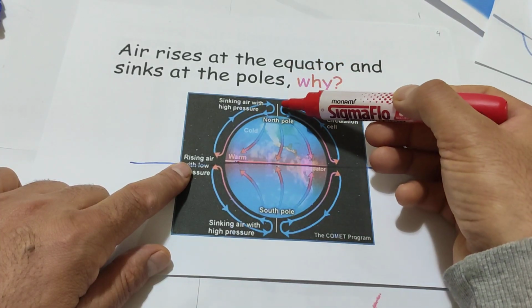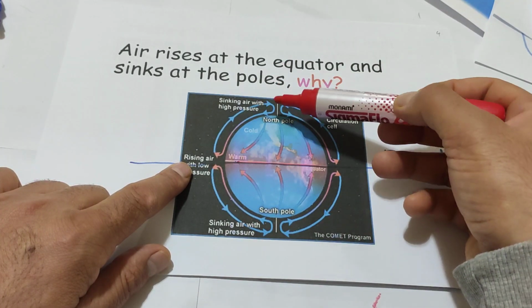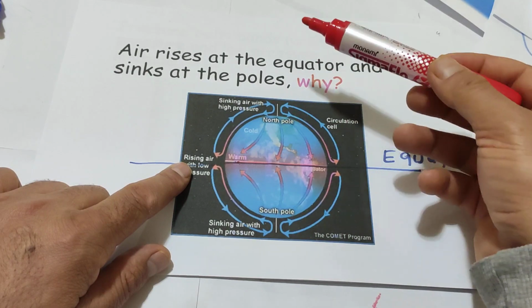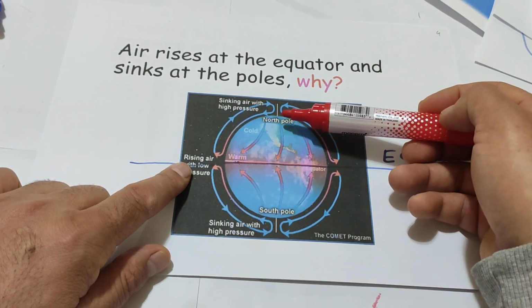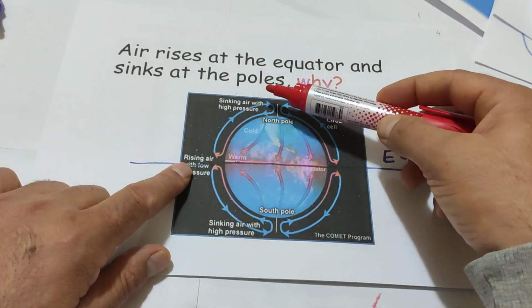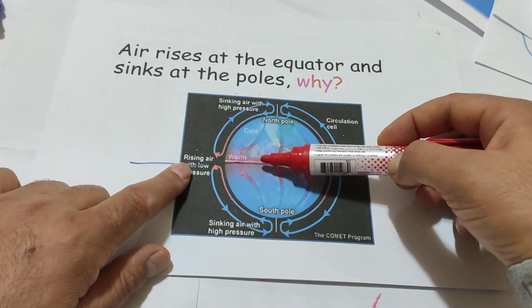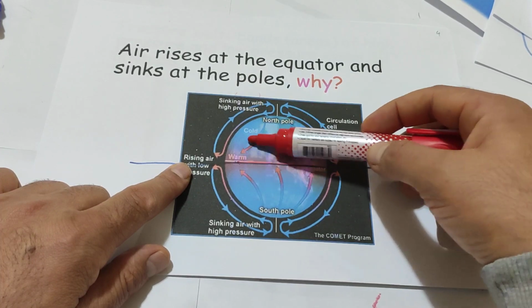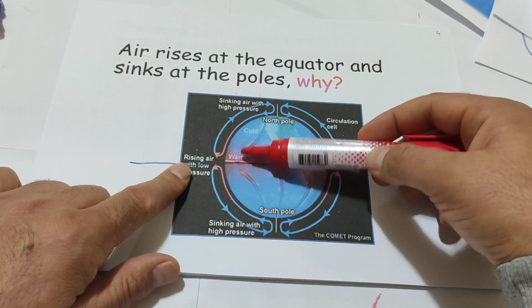What about at the poles? It is cold, so there is more pressure. So the air goes down, sinking air with higher pressure. That is higher pressure because of the low temperature.